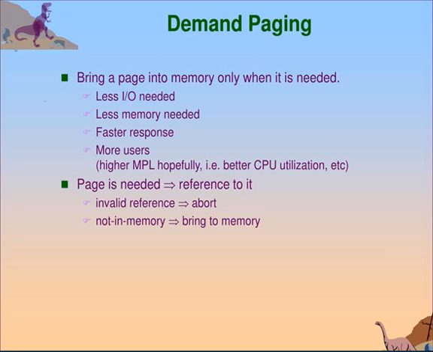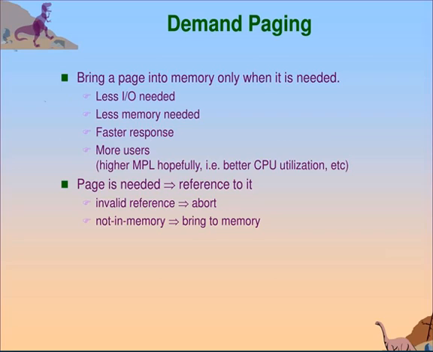To execute a process, swap that process into what? Memory, from disk to memory. Rather than swapping the entire process into memory, use a lazy swapper. What can the lazy swapper do? A lazy swapper never swaps a page into memory unless that page will be needed. That is the task of a lazy swapper.